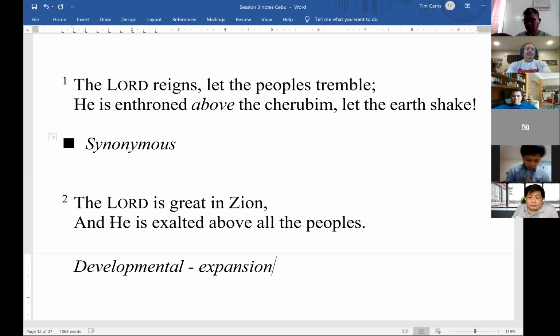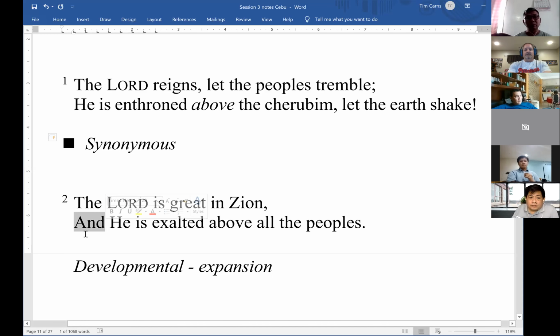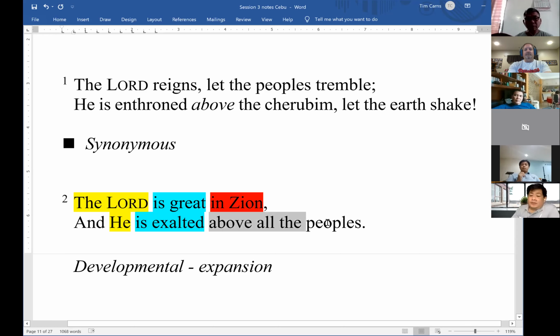Now we have that word and here. Remember I told you, be careful with these conjunctions. Sometimes they might mislead you. The word and might seem to indicate an expansion or adding, but let's look at this again carefully. The Lord is great in Zion. He is exalted. Notice those are the same idea, isn't it? In Zion, which is a location, and above all the peoples, which is also a location.